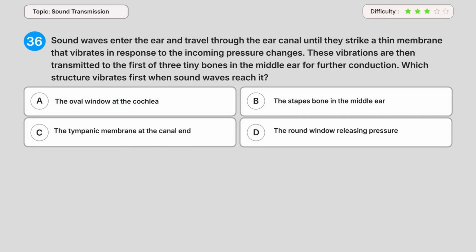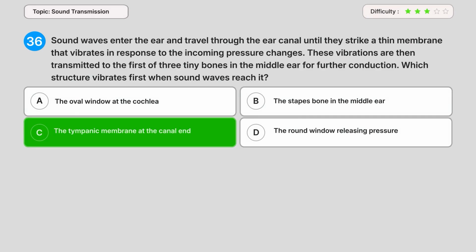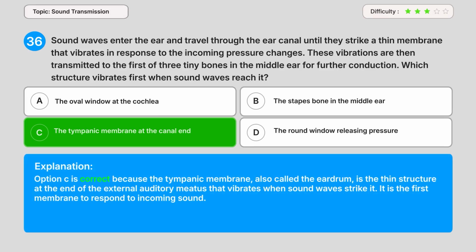Correct answer, C. The tympanic membrane at the canal end. Explanation. Option C is correct because the tympanic membrane, also called the eardrum, is the thin structure at the end of the external auditory meatus that vibrates when sound waves strike it. It is the first membrane to respond to incoming sound.